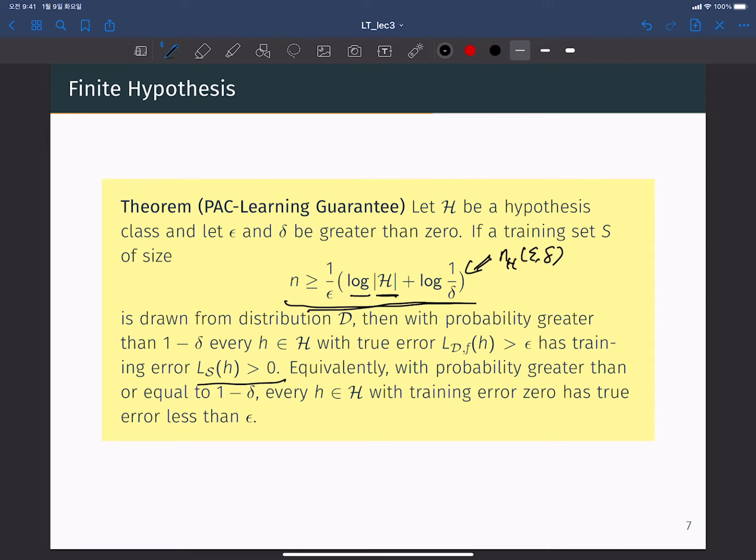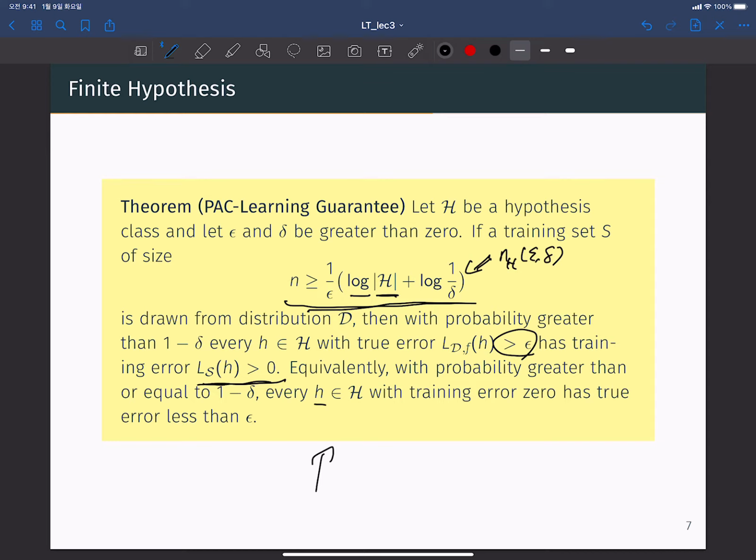Equivalently, with probability greater than or equal to 1 minus delta, every hypothesis with training error 0 has true error less than epsilon. Okay, so in this theorem, we will show that if the true error is strictly bigger than epsilon, then all such hypotheses will have strictly positive training error with probability 1 minus delta.